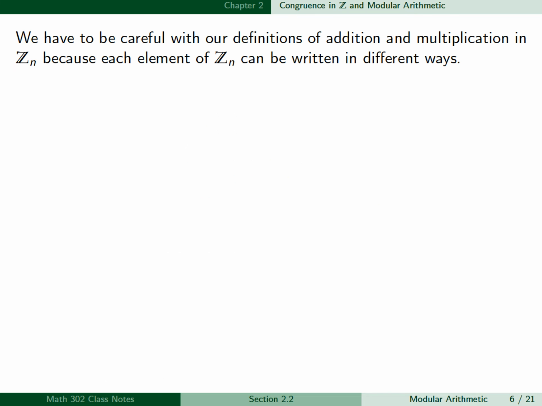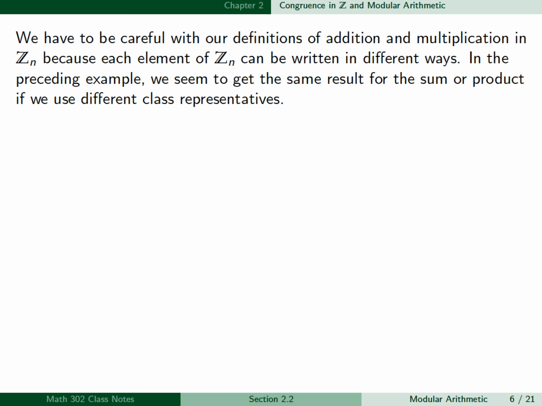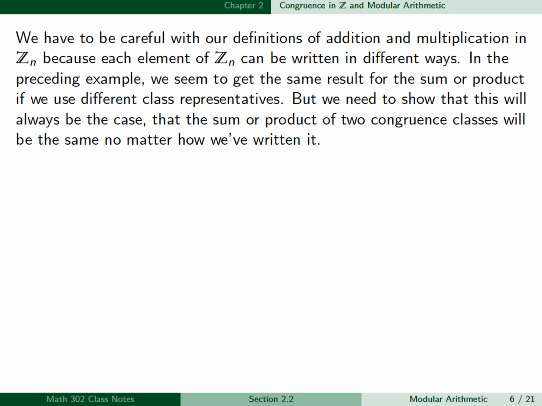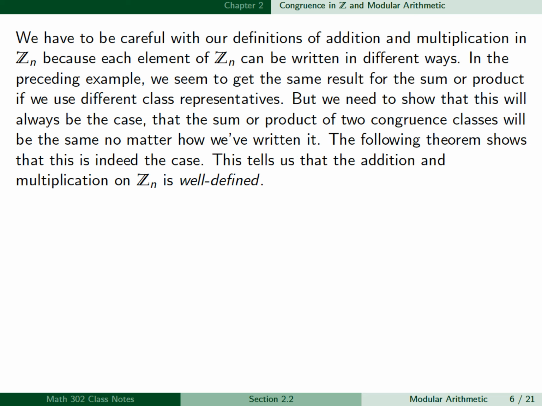Now we have to be careful with our definitions of addition and multiplication in Z sub n because each element of Z sub n can be written in different ways. In the preceding example, we seem to get the same result for the sum or product if we use different class representatives. But we need to show that this will always be the case, that the sum or product of two congruence classes will be the same no matter how we've written them. The following theorem shows that this is indeed the case. This tells us that the addition and multiplication on Z sub n are well defined.